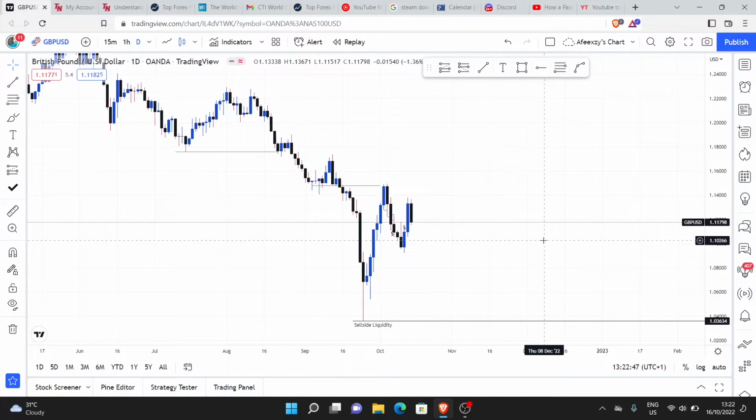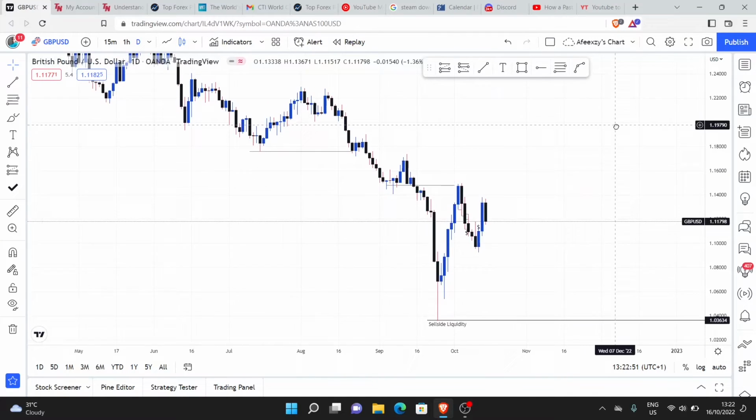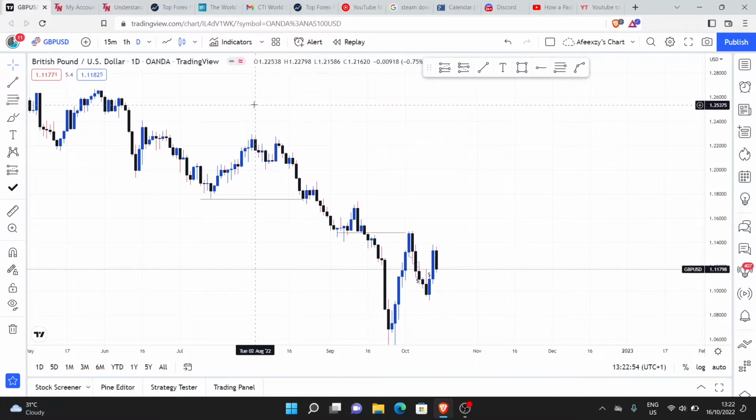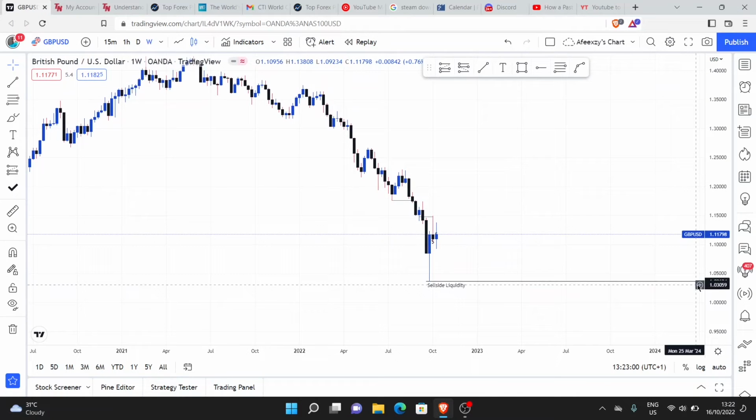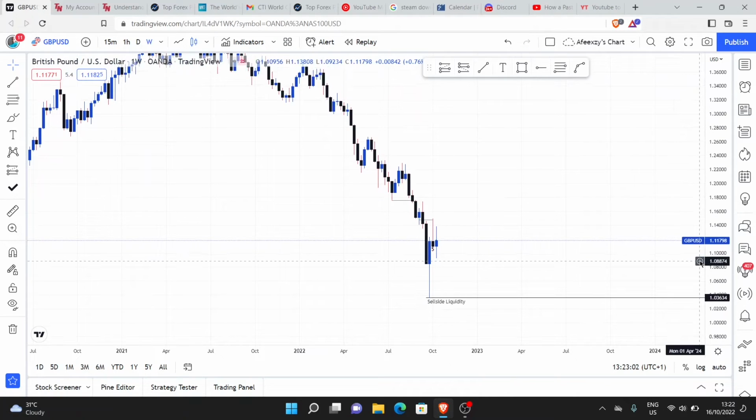All right, let's start with our GBPUSD as usual. Let's go to our weekly time frame. On our weekly time frame, let me just clear the chart. Last week was a bit choppy on GBPUSD, though.